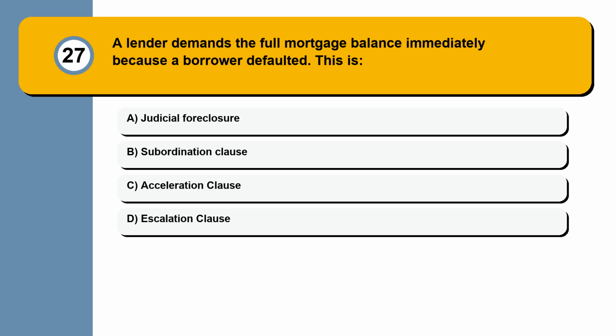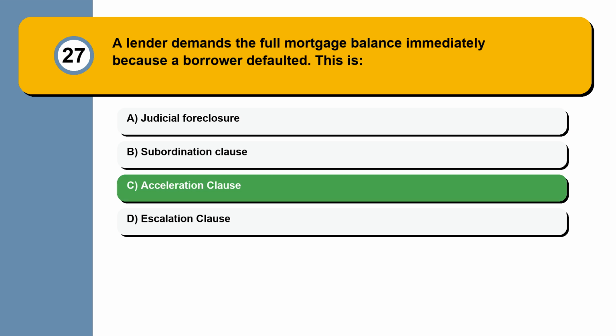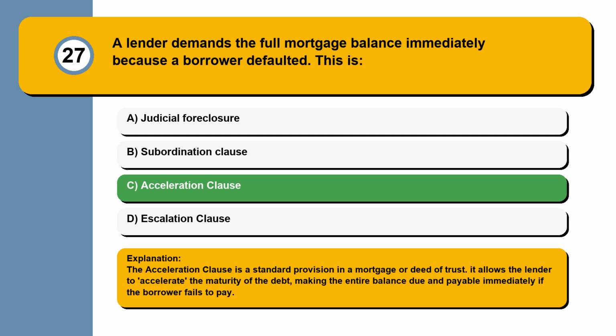Question 27. A lender demands the full mortgage balance immediately because a borrower defaulted. This is judicial foreclosure, subordination clause, acceleration clause, escalation clause. The acceleration clause is a standard provision in a mortgage or deed of trust. It allows the lender to accelerate the maturity of the debt, making the entire balance due and payable immediately if the borrower fails to pay.